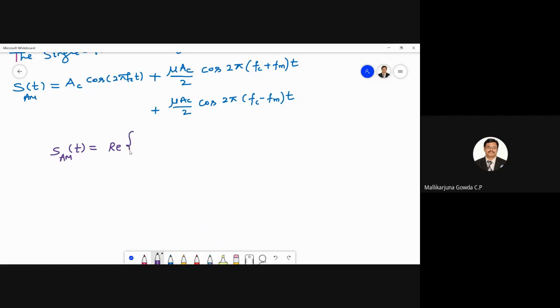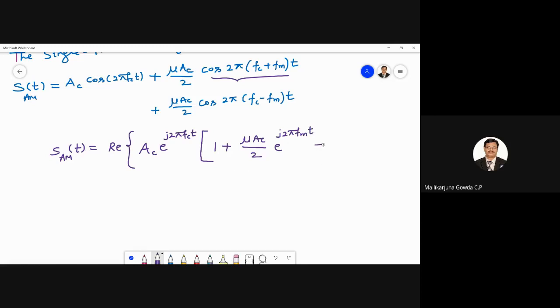Real part of, I am writing only the real part, that is AC. So cos theta, right, it will be e power j 2π FCT. Okay, then 1 plus, next is mu into, I'm taking e power j 2π FCT as common. Okay, 1 plus this one, into, for this, cos 2π of fc plus fm. Since fc is already there outside, so what can I write? Only the real part, that is e power j 2π fmt.